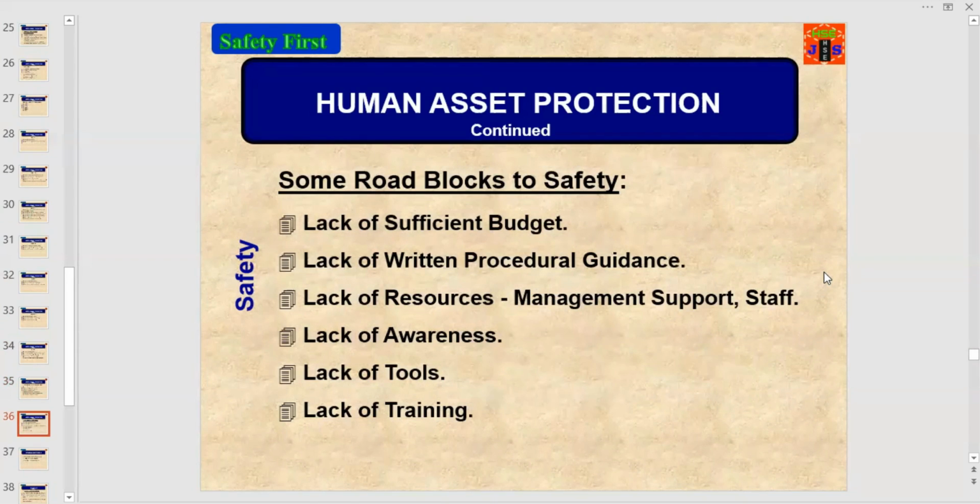Dear friends and fellows, let us understand the hurdles that block the road to safety. Number one, lack of sufficient budget. Number two, lack of written procedural guidance. Number three, lack of resources, management support, staff. Number four, lack of awareness. Number five, lack of tools. And number six, lack of training. These are the hurdles, the burdens, the blockages that always create problems. Those lead to an incident at a workplace or in a project.